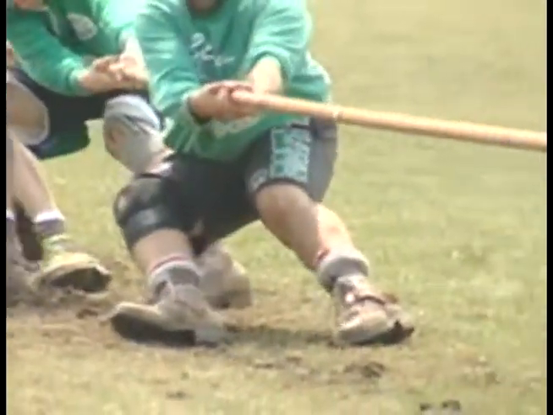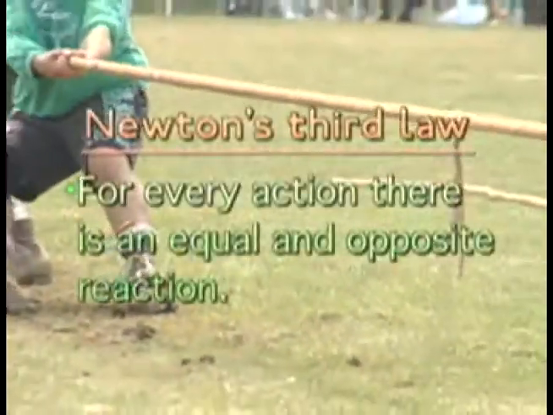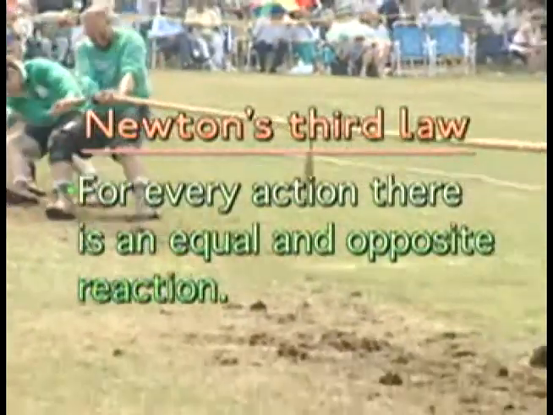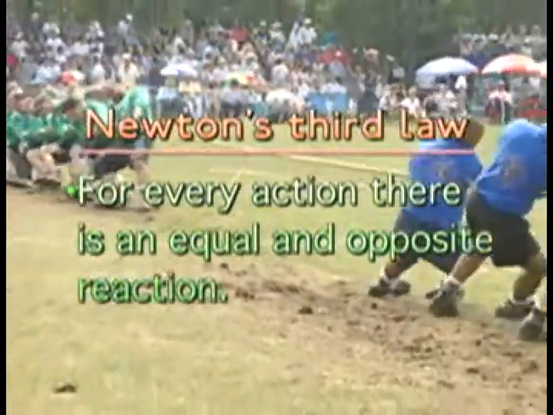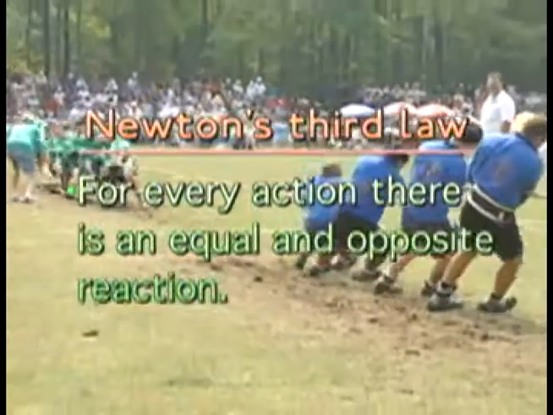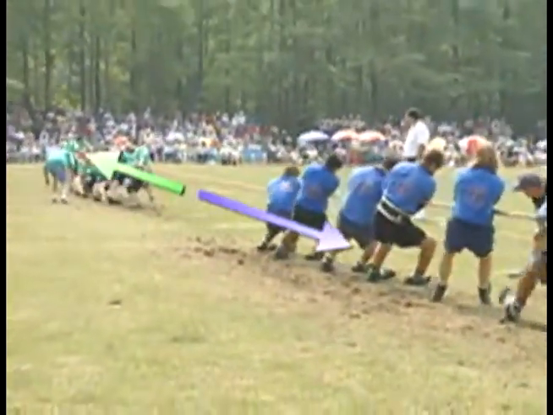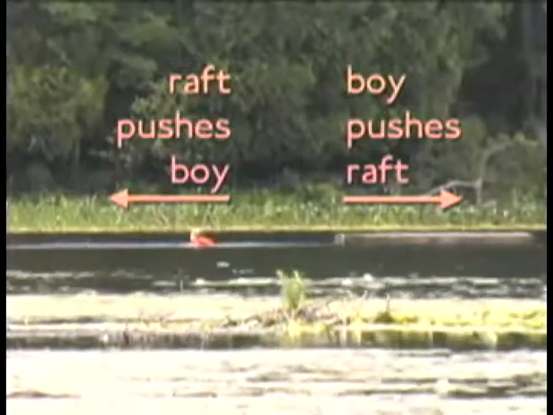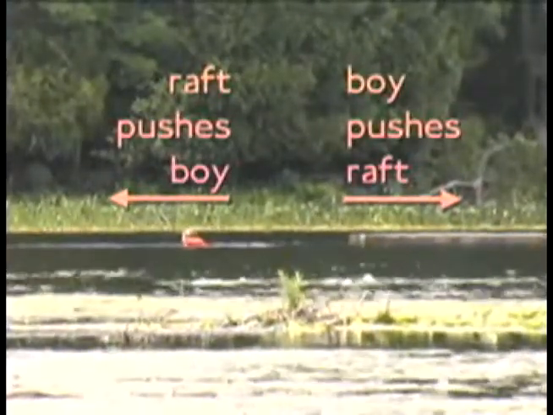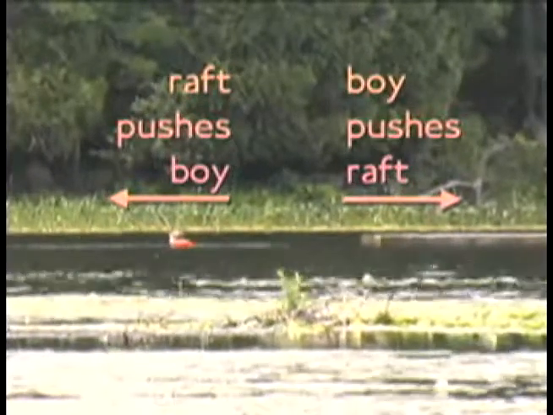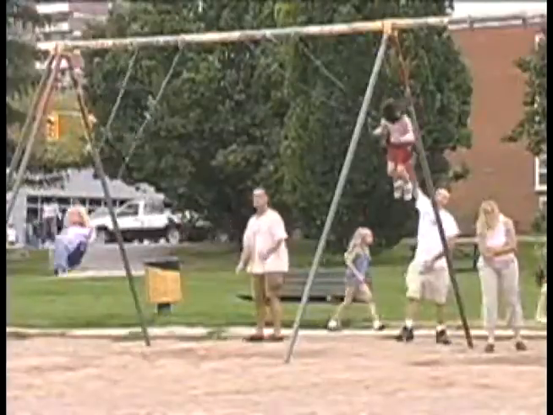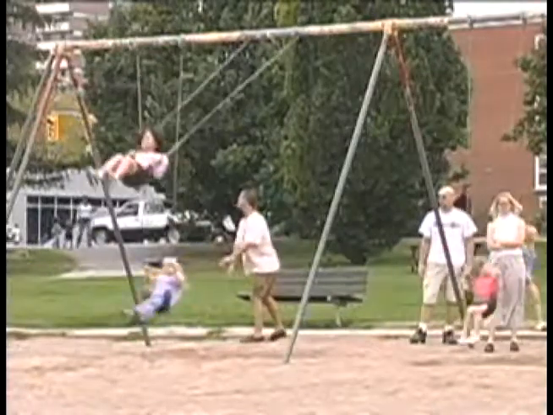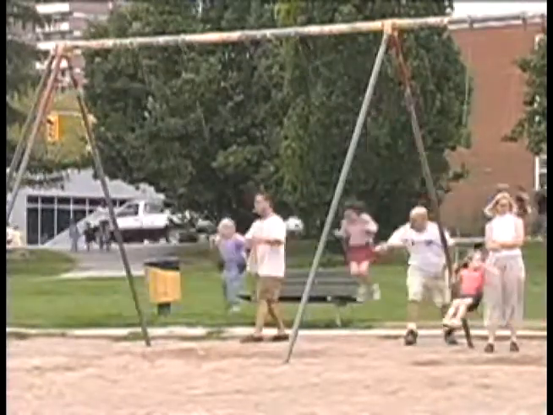Newton's third law of motion deals with interacting forces. It states that for every action, there is an equal and opposite reaction. The opposing forces of these two tug-of-war teams balance each other. The swimmer pushes off from the floating raft, propelling his body away from the raft, but also pushing the raft backwards. As the law states, for every action, there is an equal and opposite reaction.